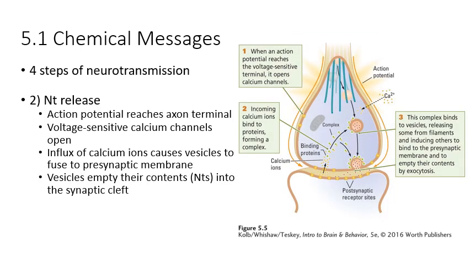The second step is the release of neurotransmitters. When an action potential reaches the axon terminal, it triggers voltage-sensitive calcium channels to open. Calcium ions flow into the presynaptic terminal, and this influx of calcium ions causes the vesicles to fuse to the presynaptic membrane. Once they fuse with the membrane, the vesicles push out their contents into the synaptic cleft, so now there are neurotransmitters in the synaptic cleft.